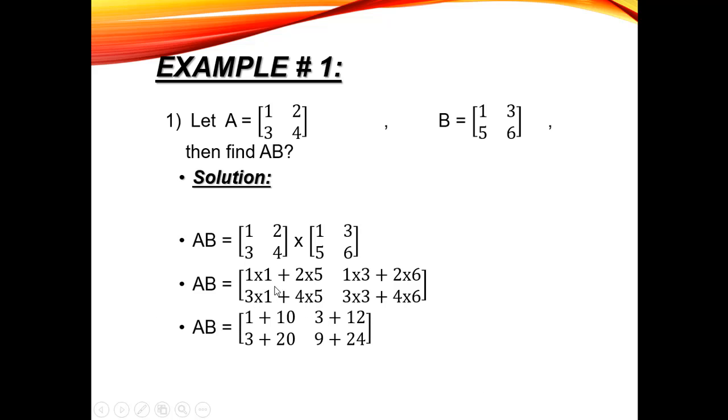1 times 1 is 1, 2 times 5 is 10, 1 times 3 is 3, 2 times 6 is 12, 3 times 1 is 3, 4 times 5 is 20, 3 times 3 is 9 and 4 times 6 is 24. Now 1 plus 10 is 11, 3 plus 12 is 15, 3 plus 20 is equal to 23 and 9 plus 24 is equal to 33, and that's our final answer for the multiplication of these two matrices.